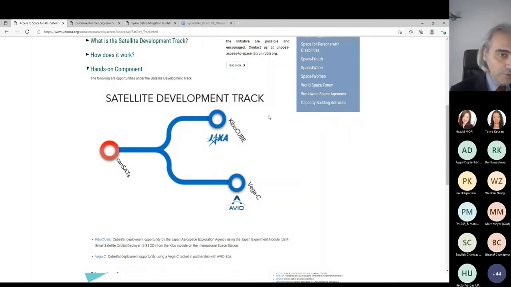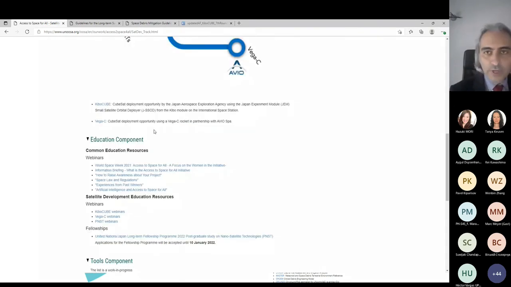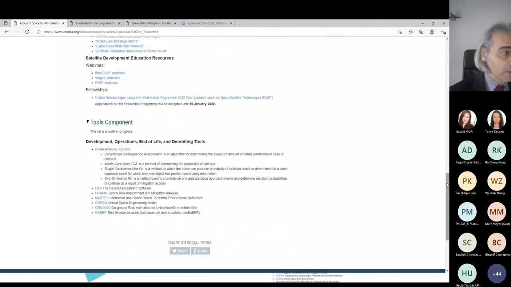Actually, KiboCube is now open for applications. We have the education component with the different materials that we have been putting together to help the applicants make good applications for those opportunities. And we are also working heavily on a tools component, as I said, open source tools that can be installed by anybody and can be used to make a better application.